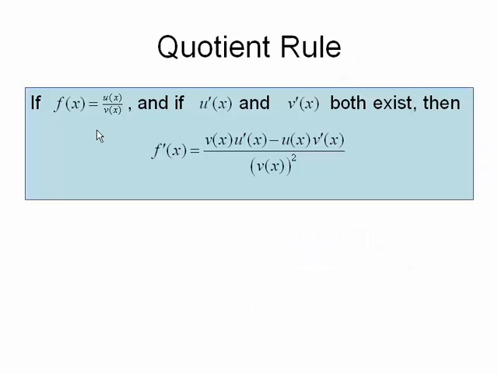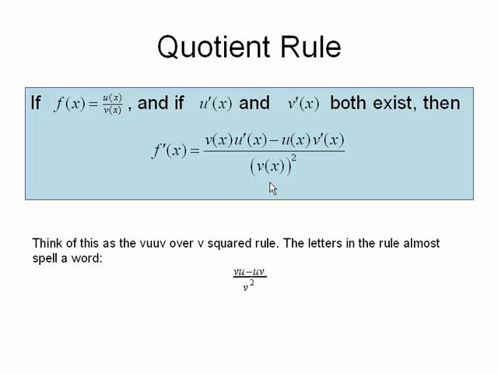If f of x is equal to u of x divided by v of x, and if u prime and v prime, the derivatives, both exist, then the derivative of f is a quotient, and on top in that quotient is v times the derivative of u minus u times the derivative of v all over v squared. I like to think of this as the VOV over v squared rule.